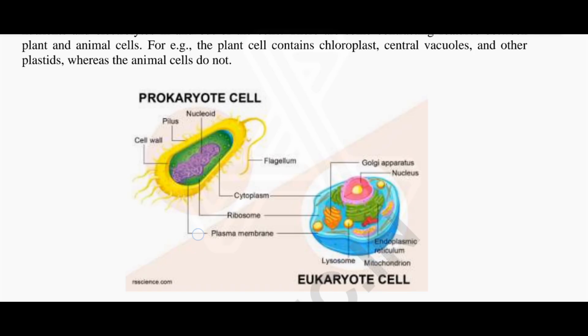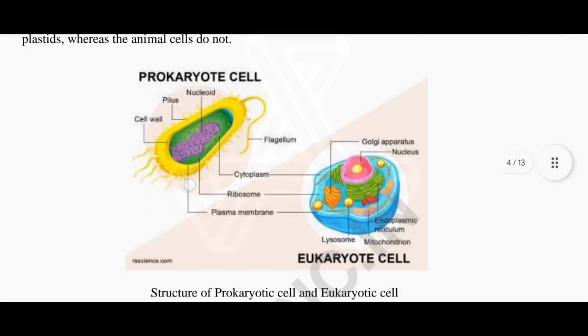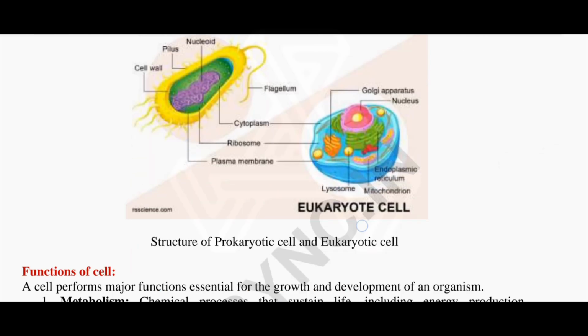In the prokaryotic diagram, the cell wall, nucleoid, pilus, flagellum, cytoplasm, ribosome, and plasma membrane are present. Whereas the eukaryotic cell contains the complete organelles of the cell, that is, Golgi apparatus, nucleus, endoplasmic reticulum, mitochondrion, lysosome. The structure of prokaryotic cell and eukaryotic cell.